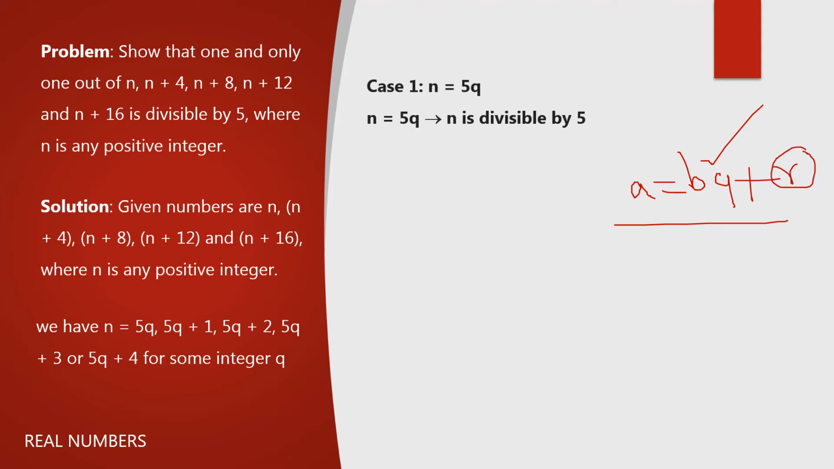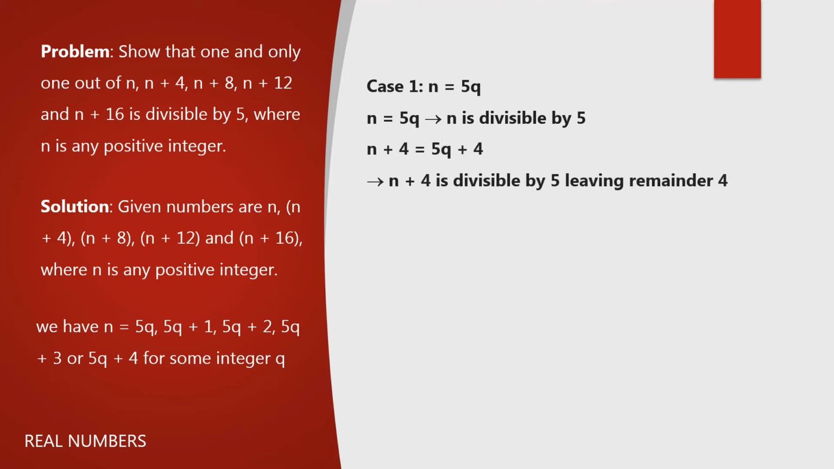Now a is equal to bq plus r means a is divisible by b, leaving remainder r. If you compare these two, n is equal to 5q. Here the remainder is 0; 5q means 5q plus 0. Therefore, n is divisible by 5. I can write simply that leaving remainder 0 means n is divisible by 5 only. Therefore, in case of n is equal to 5q, the first value is divisible by 5. Let me check all the 4 values, whether they are divisible by 5 or not.